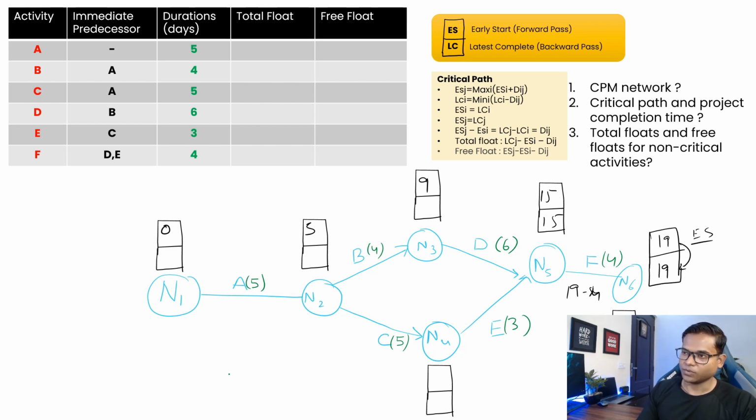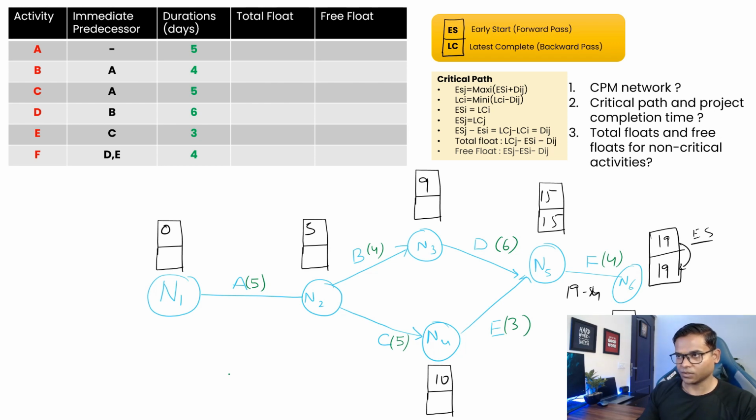Now if you go backward here, the two activities are branching out from this node, right? I think this was missed, so it should be 10, the early start. Now if you go here from 19, here we have 15, right?